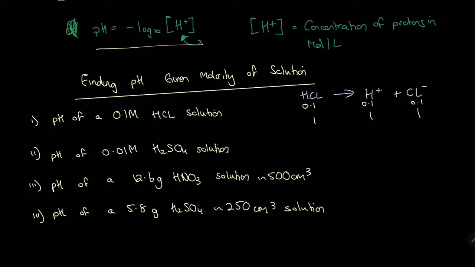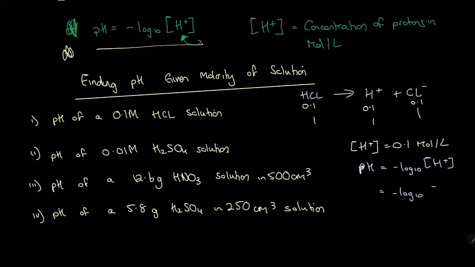So that basically just gave us the concentration of our hydrogen ion to be 0.1 moles per litre. So now I can just use my formula up here again straight away, that the pH is the minus log 10 of that concentration, which is going to give me an answer of 1. Okay, we want to do the next one.